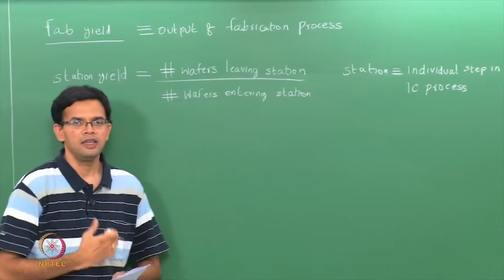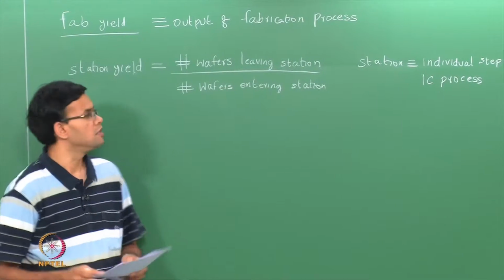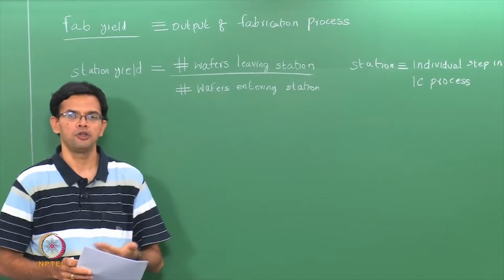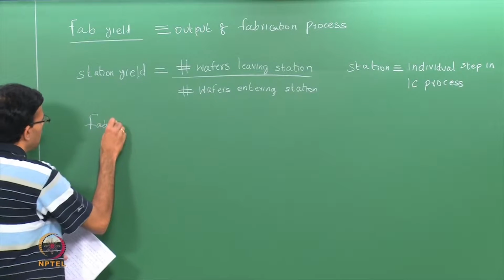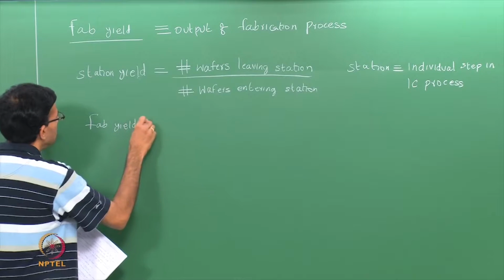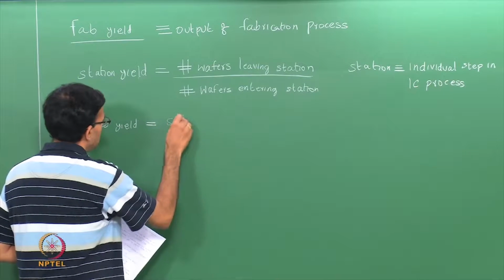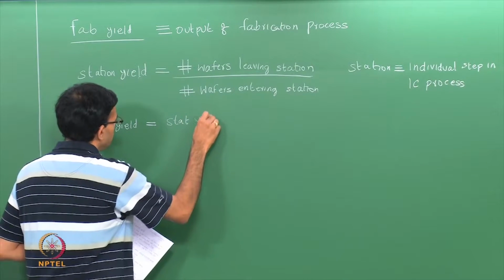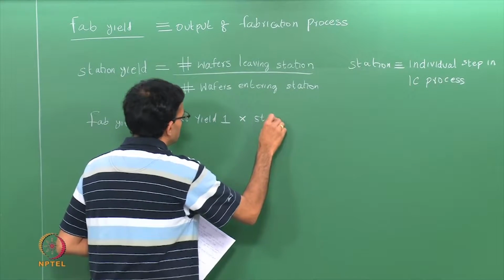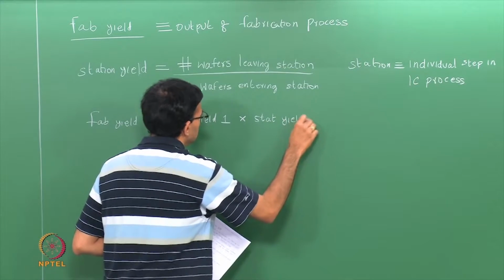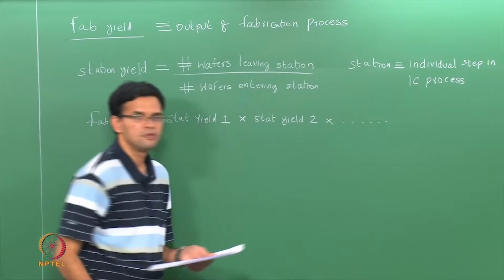So, if we can define a yield for each and every step in the process, and the fab yield is the overall yield or the overall output of the fabrication process, then the fab yield is nothing but the cumulative yield of all the individual stations. So, the fab yield can be written as station yield 1 times station yield 2, and then this just goes on, right.